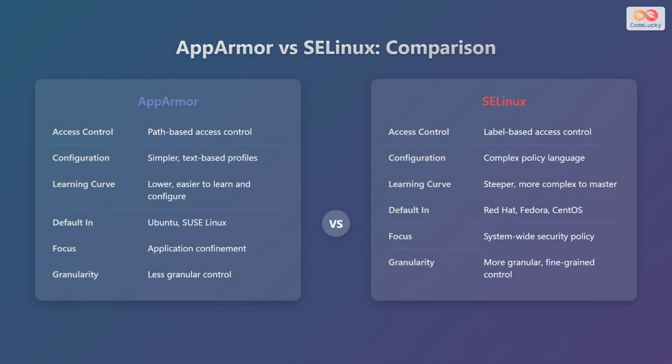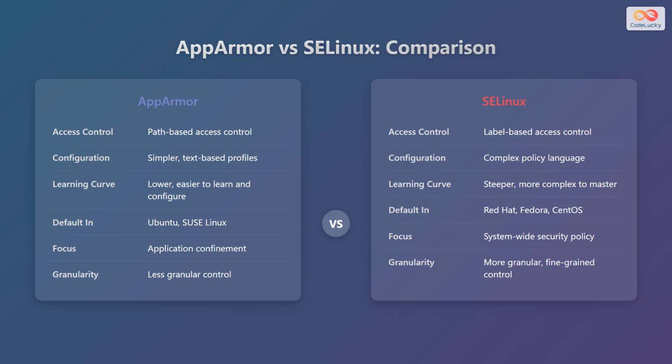Here is a comparison of AppArmor and Security Enhanced Linux. AppArmor uses path-based access control, while Security Enhanced Linux uses label-based access control. AppArmor has simpler, text-based profiles, while Security Enhanced Linux has a more complex policy language. AppArmor has a lower learning curve, making it easier to learn and configure, while Security Enhanced Linux has a steeper learning curve, making it more complex to master.